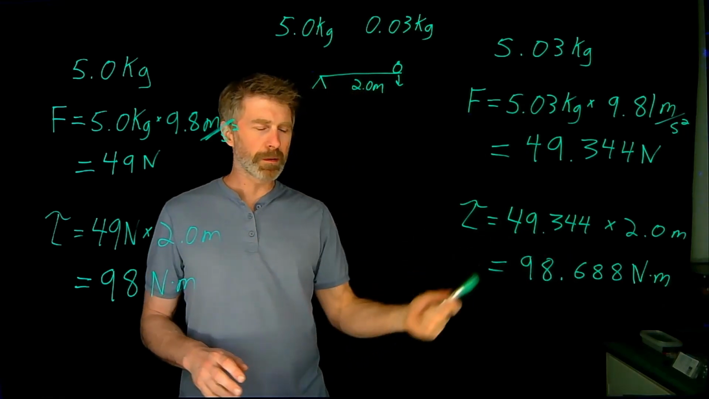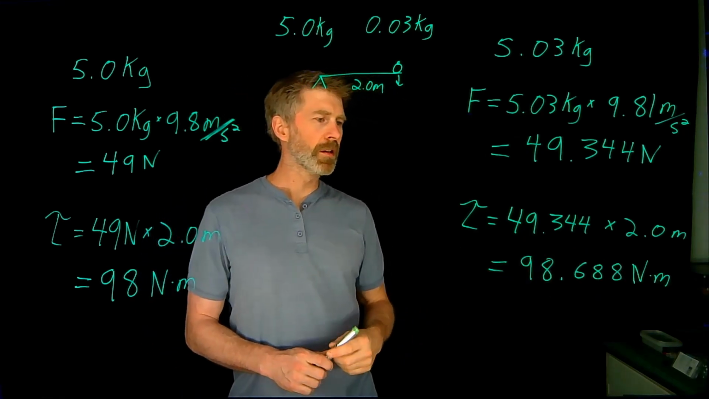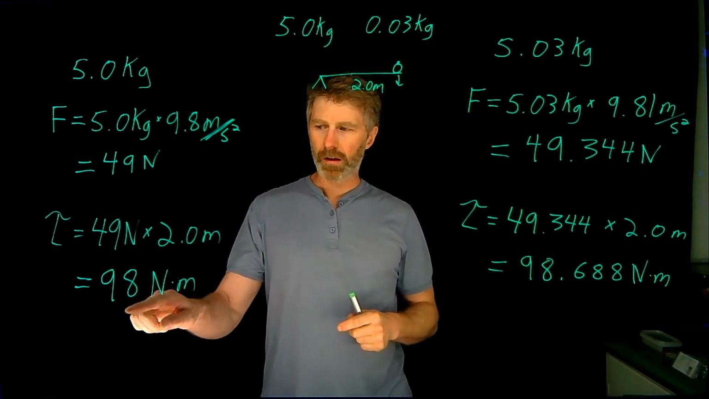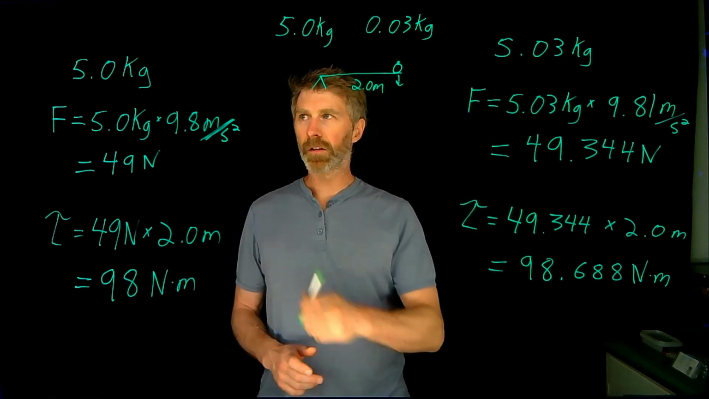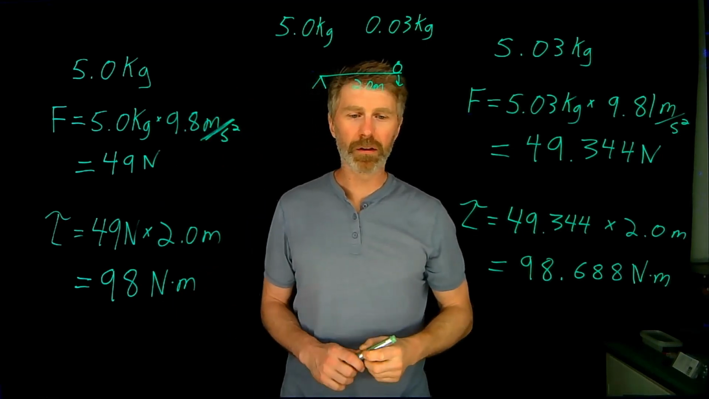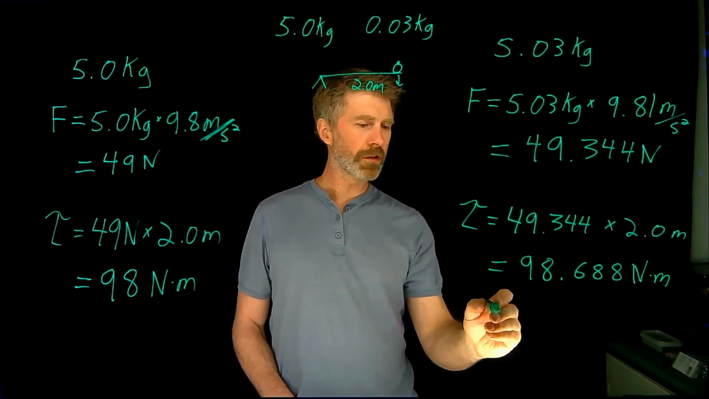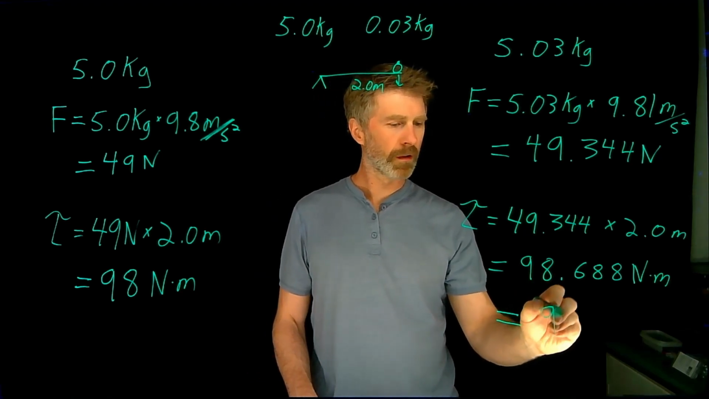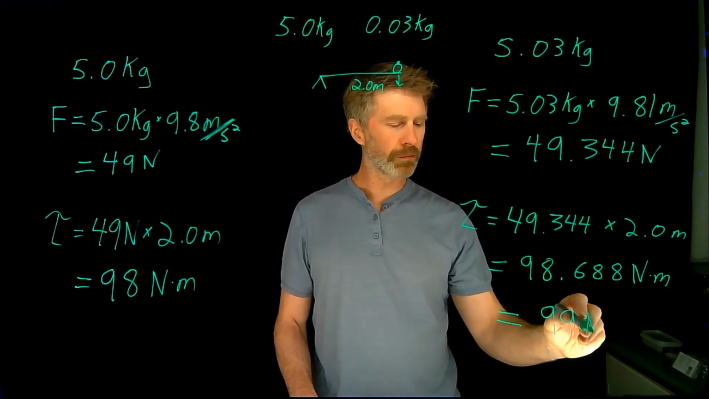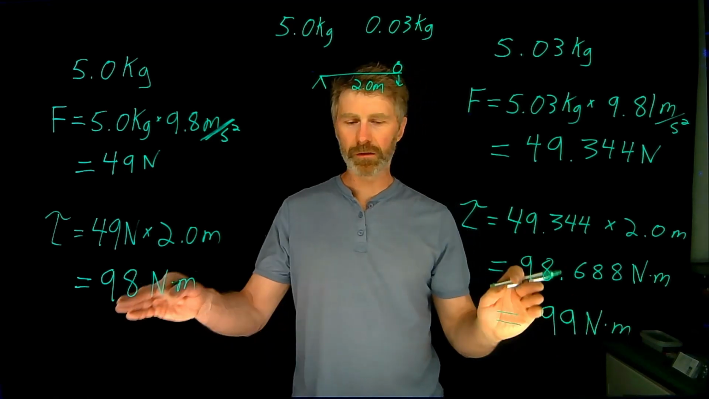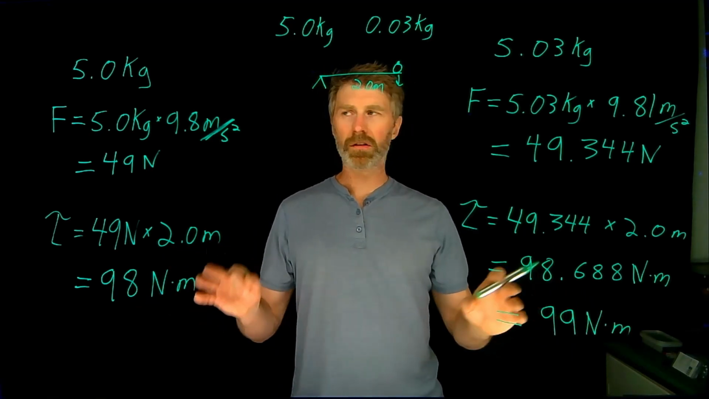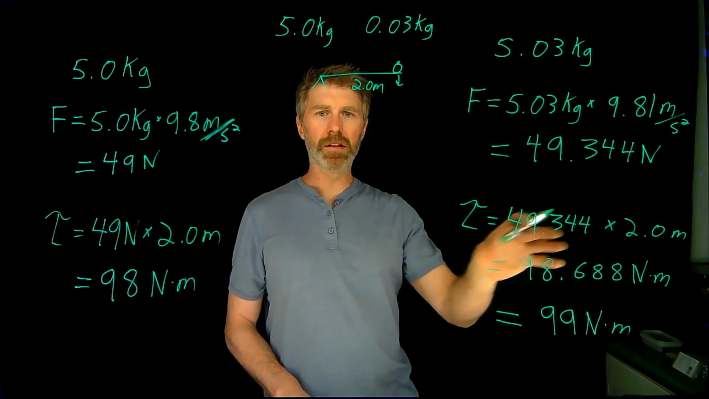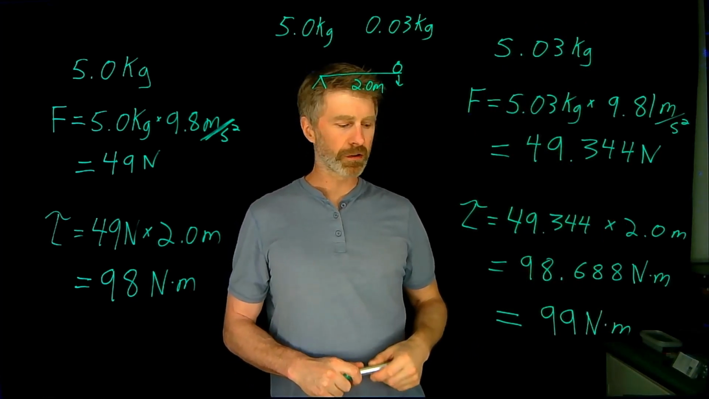That's to 3 decimal places. But if I work backwards, or I want to match the number of significant figures that I have in my calculation where I carried the sig figs through the whole thing, I have 2 sig figs, so if I'm rounding this number, I will round up to 99 Newton meters. So I get different answers between these two because I rounded as I was going through, and I carried extra digits as I was going through this calculation.